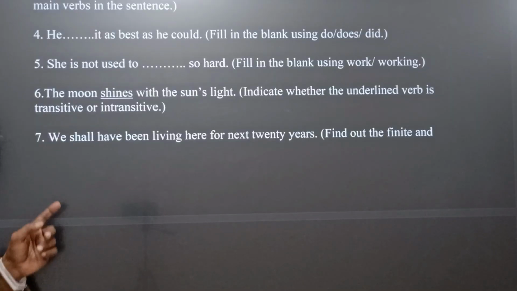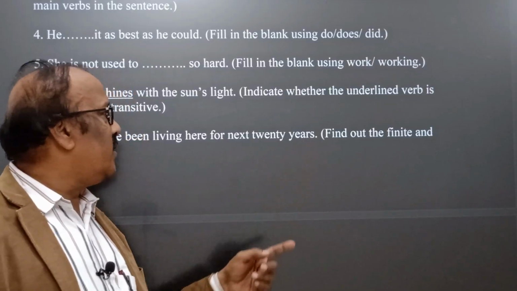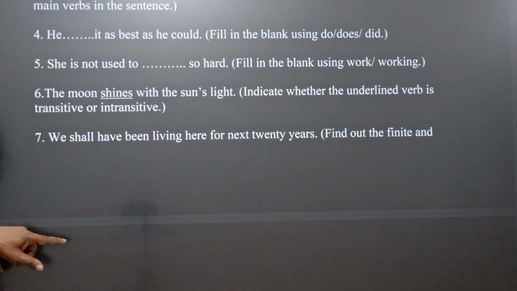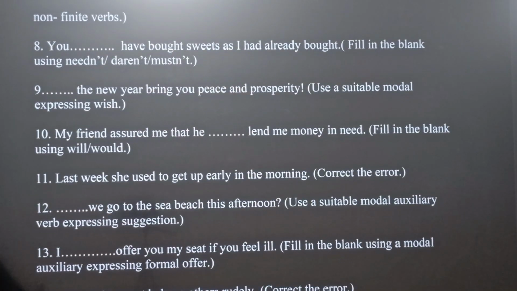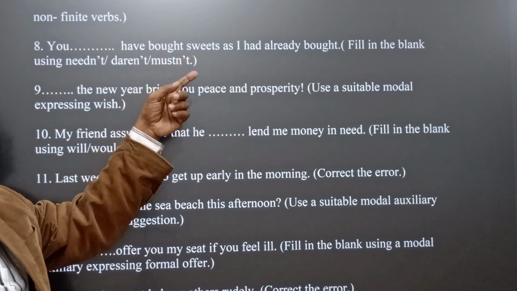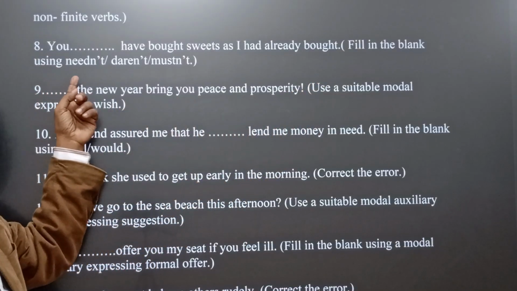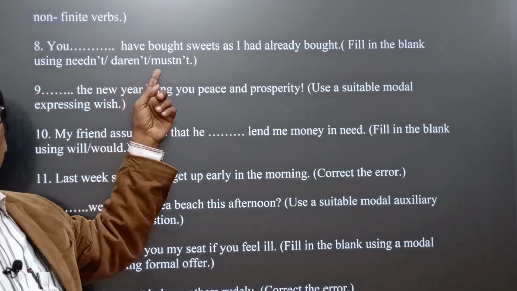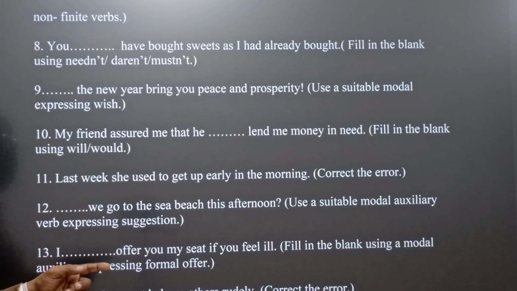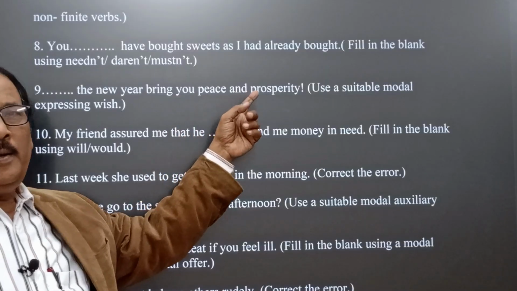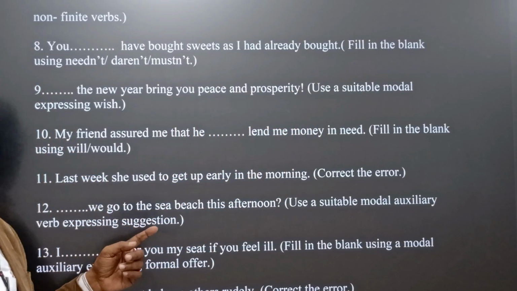Question number 7. We shall have been living here for next 20 years. Find out the finite and non-finite verbs. Question number 8. You blank have bought sweets as I had already bought. Fill in the blank using needn't, daren't, mustn't. Question number 9. Blank the new year bring you peace and prosperity. Use a suitable modal expressing wish.